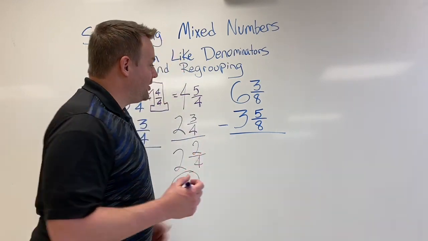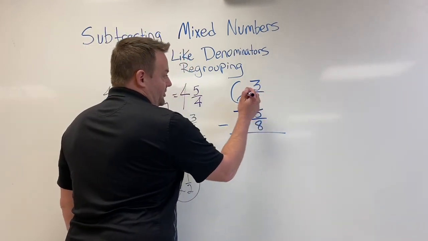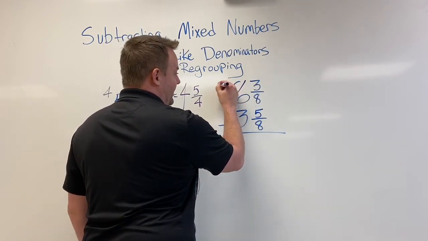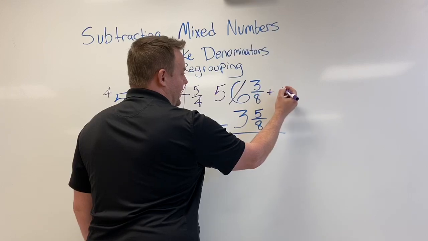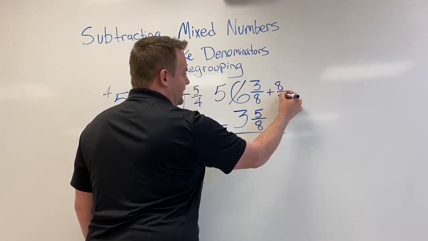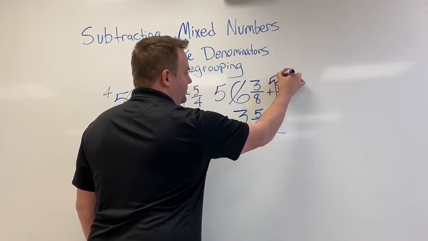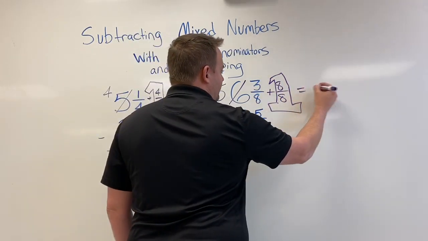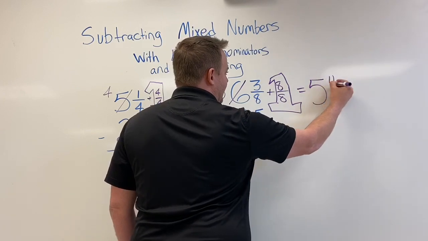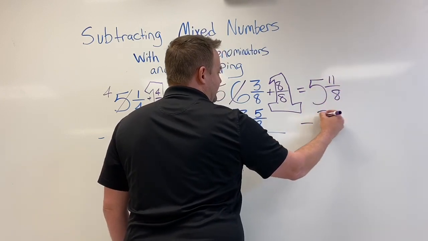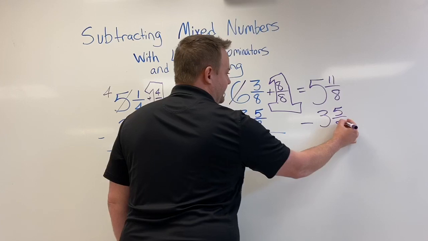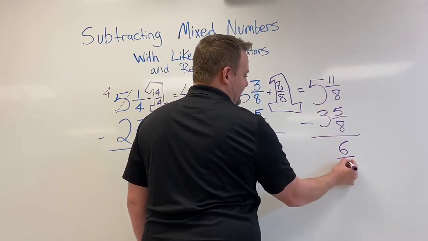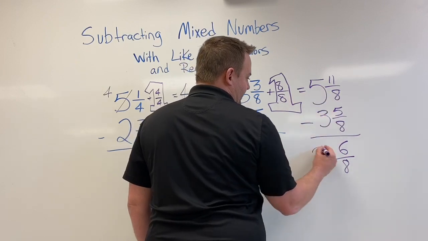All right, and we're back. So how'd you do? Did you borrow from here? Borrow from the 6, the whole number, and make it a 5? And then we're going to add 8/8, which is equal to 1. So that equals 5 11/8 minus 3 5/8. Here we go, 11 minus 5, well, that is 6/8. And 5 minus 3, that's 2.